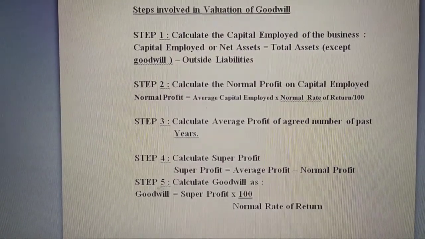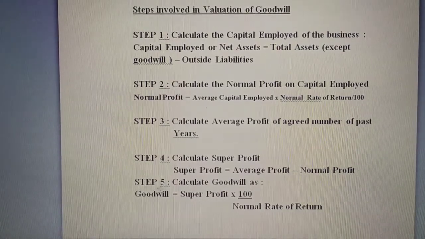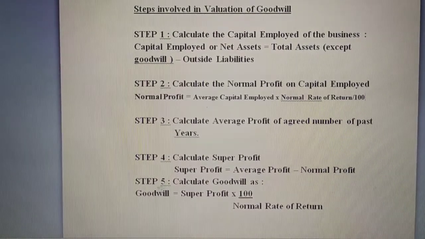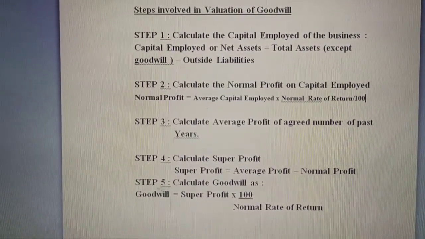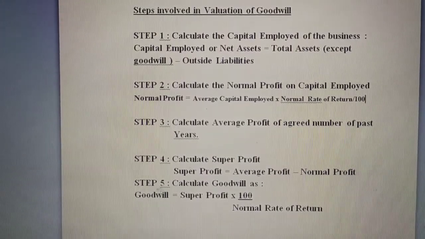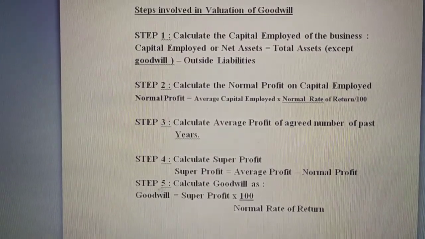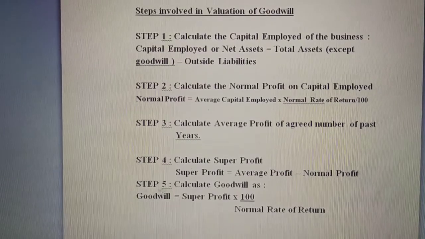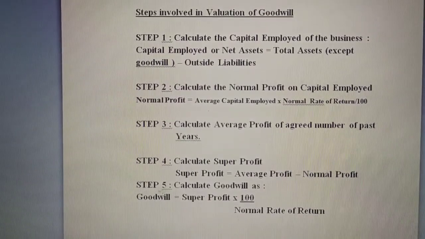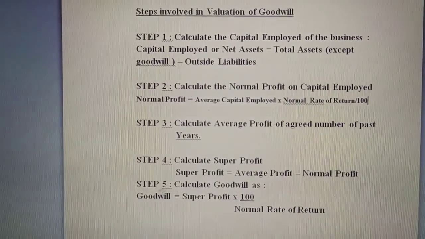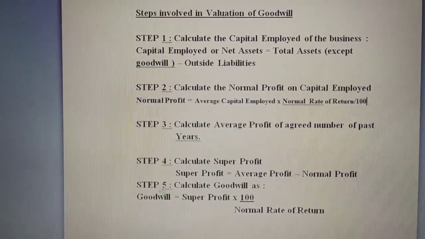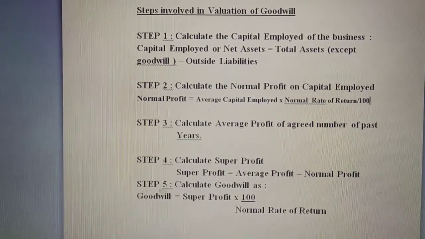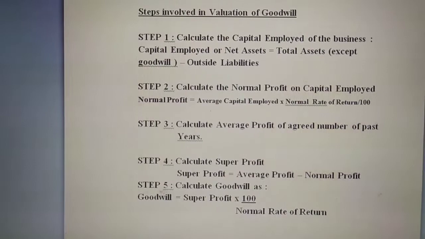Then in step 4, we need to calculate super profit. Super profit formula you all know, average profit minus normal profit is super profit. Then step 5, we need to calculate goodwill, and the formula is goodwill equals super profit multiplied by 100 divided by normal rate of return.